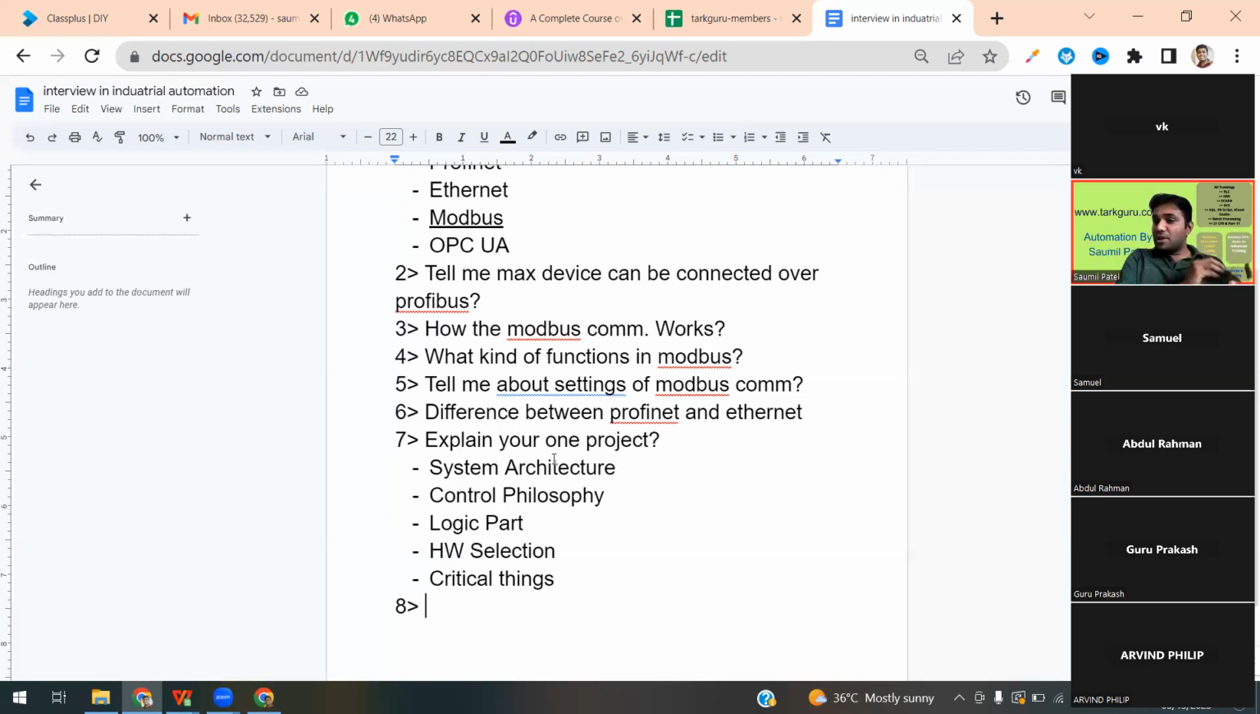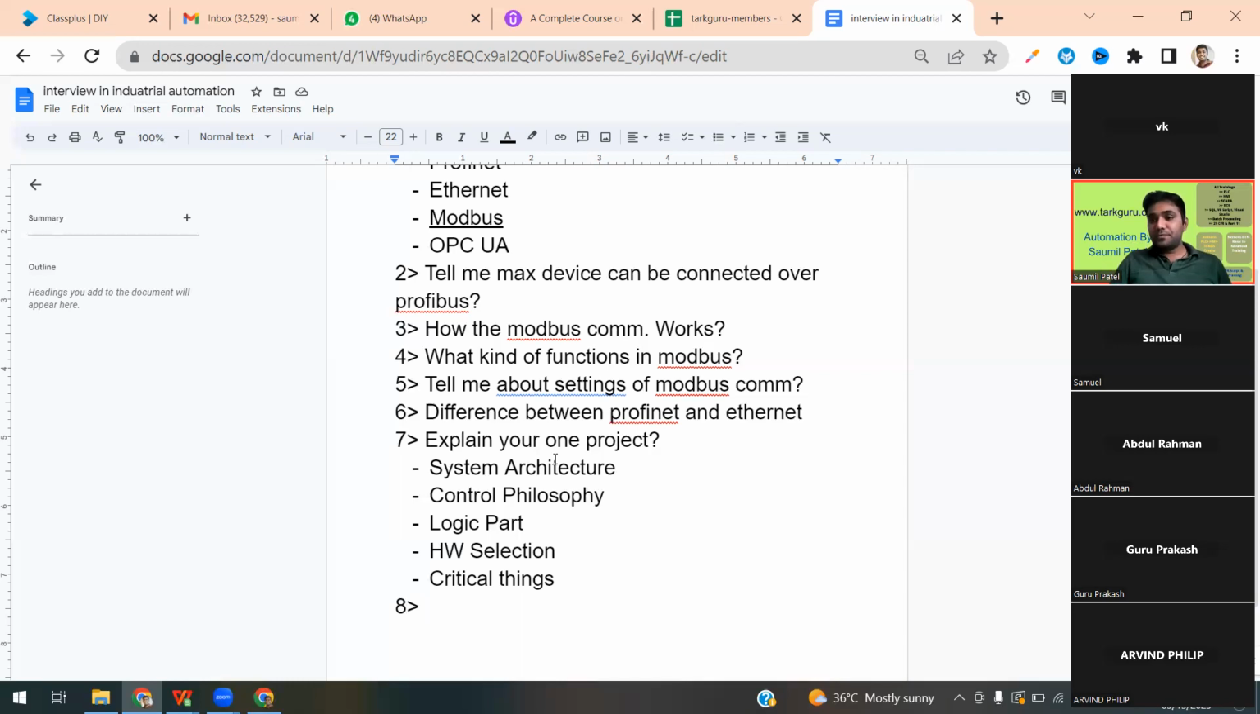what should be the communication protocol number? What should be the TCP IP port? What should be the Ethernet IP address? And what should be the device ID number? That you need to explain. And what is the block you have called inside the PLC programming, that you need to explain.